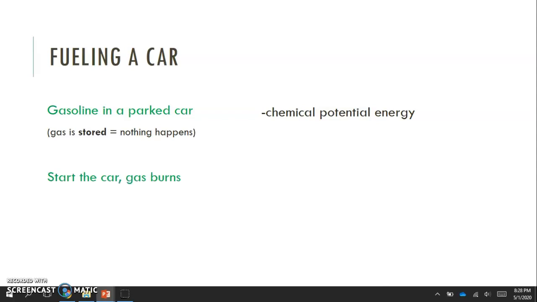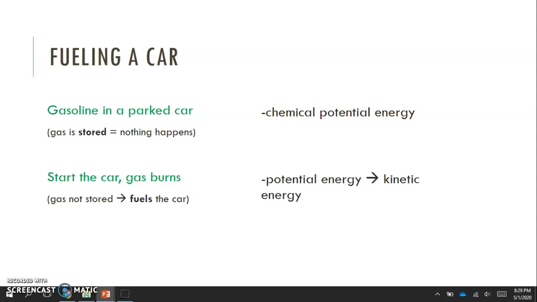So let's say that you need to go somewhere. You've been in quarantine way too long, and you're going to make a trip to Walmart. You've got your little COVID-19 mask out and you're going to go get some Oreos or whatever. So you get in, you start the car and the gas starts to burn. No longer is the gas being stored. Now it's being used to fuel the car. So this potential energy is being turned into kinetic energy. The amount of energy is still the same. It's just being transformed from potential to kinetic.